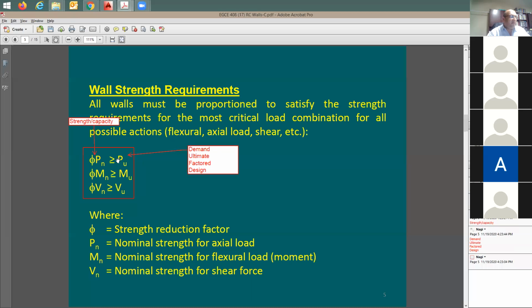Usually P is for axial load, M is for moment, and V is for shear. So in any case, you really need to have a greater capacity than the demand, whether we are talking about axial load, a moment, or a shear. You cannot get away with a wall that is deficient in resisting axial load, with lots of axial load going to it, by saying as long as the moment is good and the shear is good, I don't care about the axial load. It's not going to work this way.